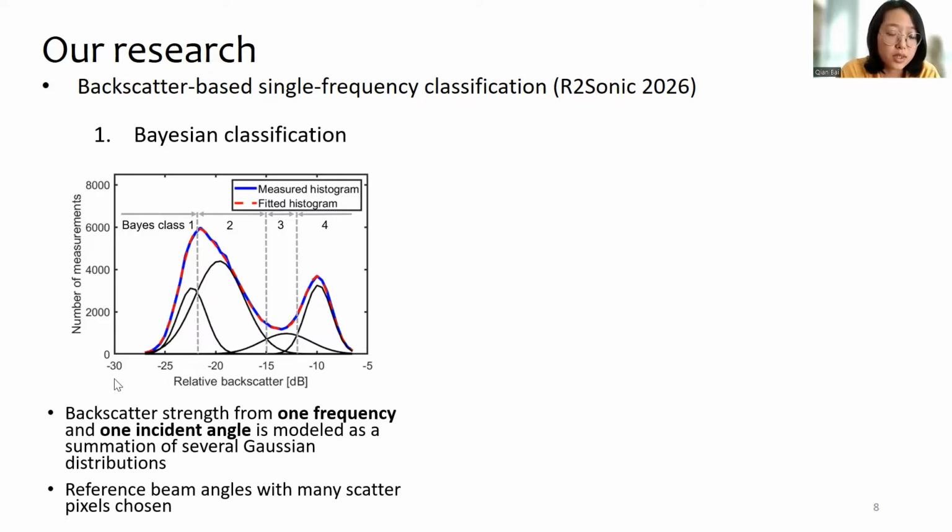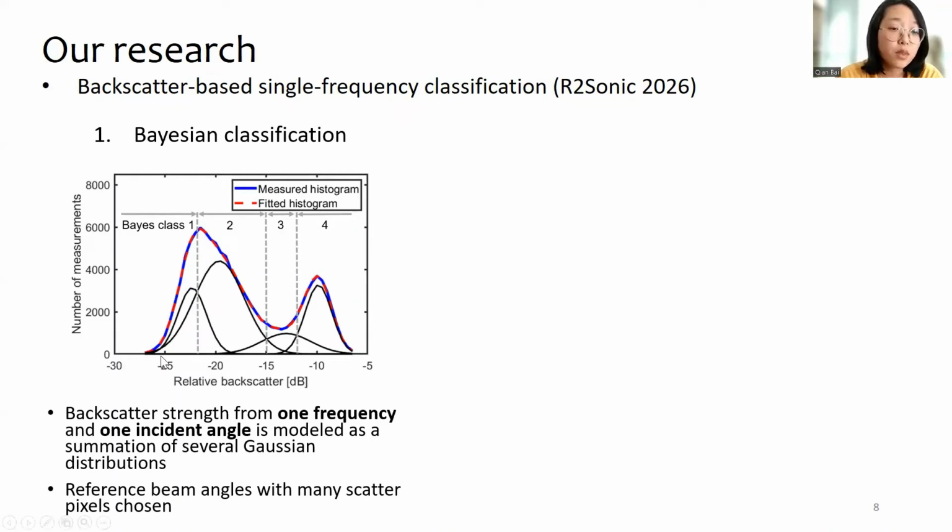Because the backscatter strength we use from each beam is the result of averaging over a lot of scattered pixels in the signal footprint, it can be modeled as a combination of several Gaussian distributions, like shown in this figure. We have 4 classes here, and you can also see the comparison between the measured and fitted histogram. Based on the intersection of these 4 fitted single Gaussians, we can determine the decision boundary of different classes.